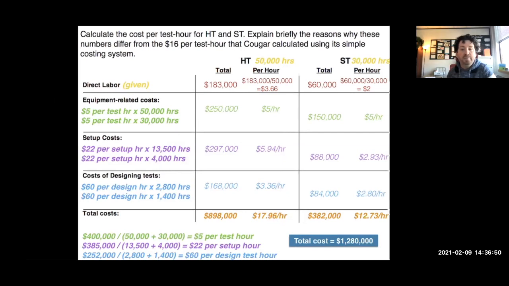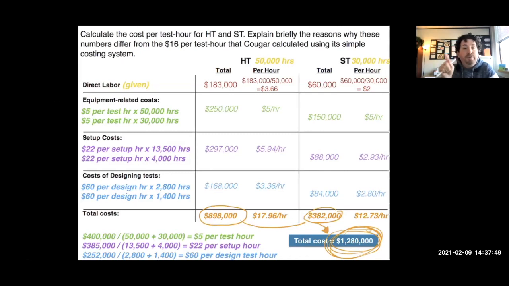Okay, another thing you could always think of to kind of check yourself is this was the cost we were trying to allocate. That was the total cost in the main problem, $1,280,000. That's the amount we should have allocated to all of our activities. Well, if you take the 898 plus the 382, that should equal the 1,280,000.